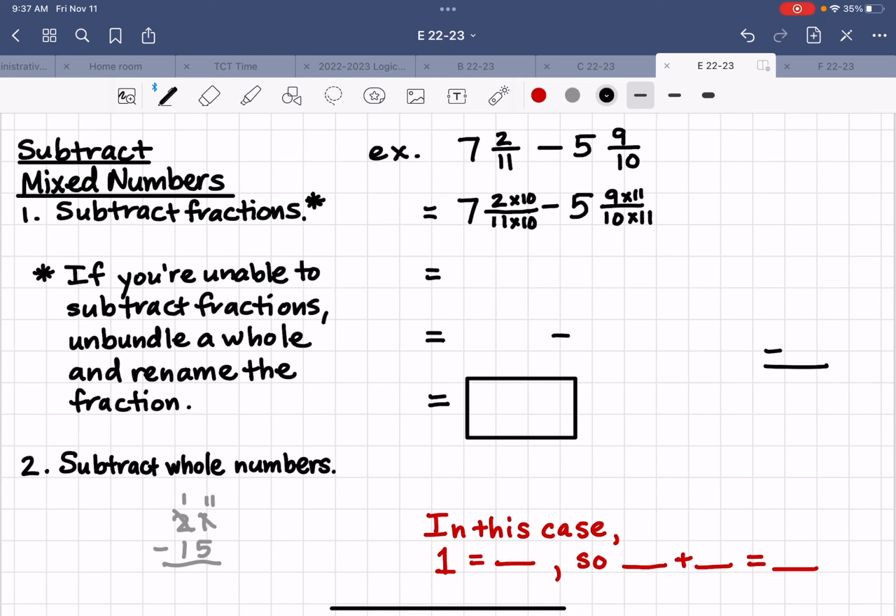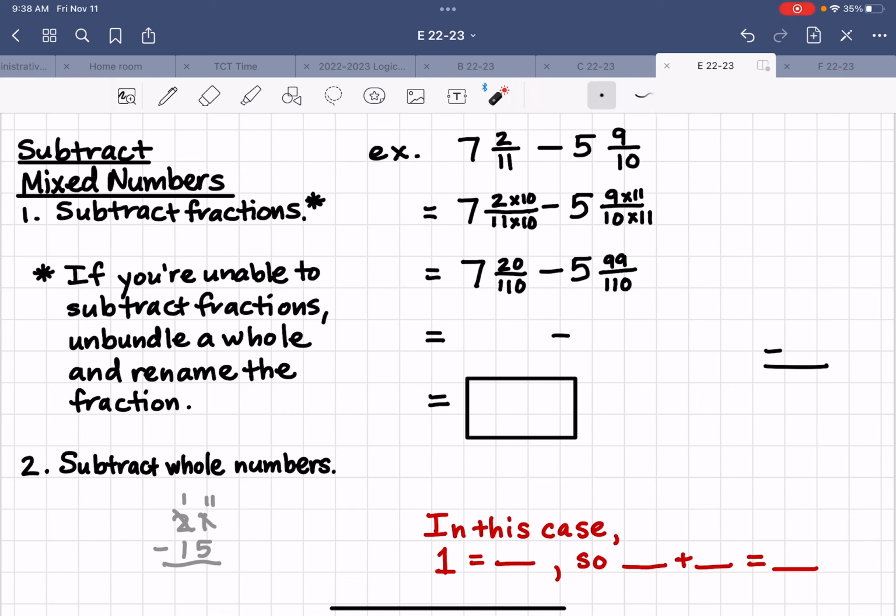Now, let's rewrite. We have 7 and 2 times 10 is 20, all over 10 times 11, which is 110. So we have 7 and 20/110ths minus 5 and 9 times 11 is 99, all over 10 times 11, which is 110. So we have 5 and 99/110ths.